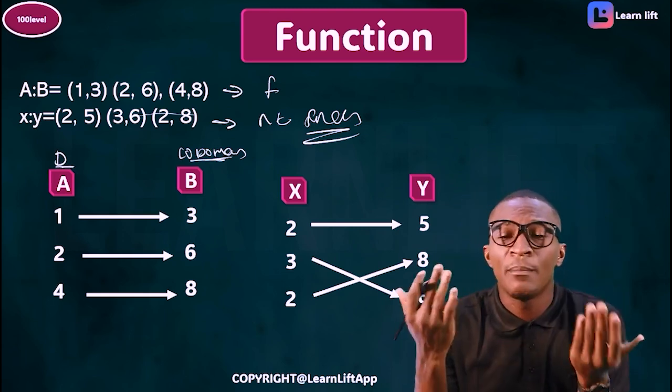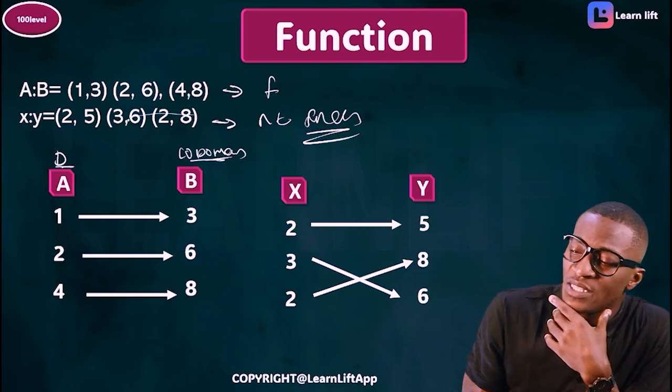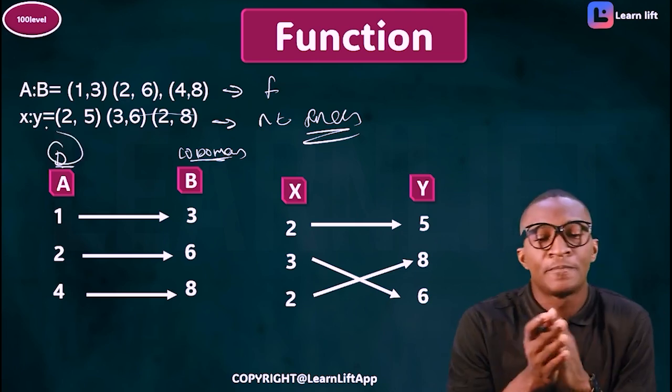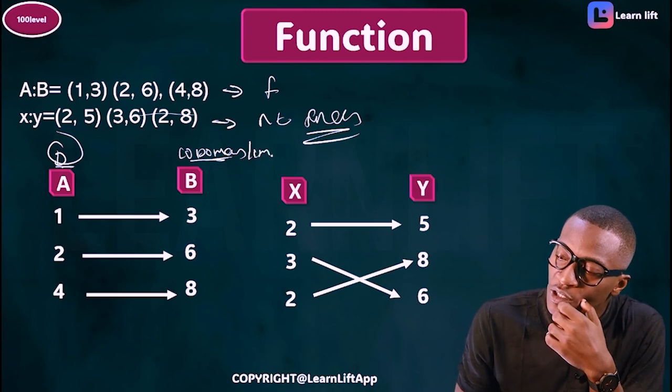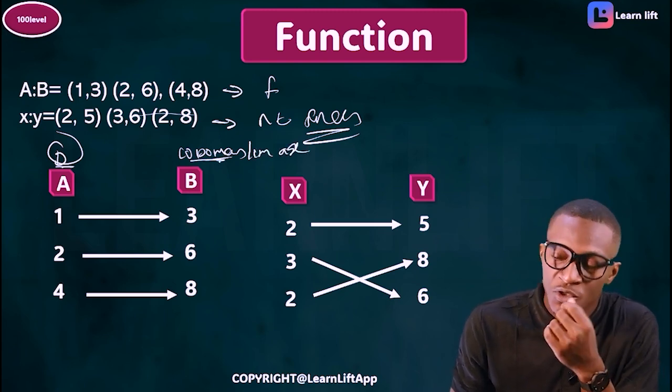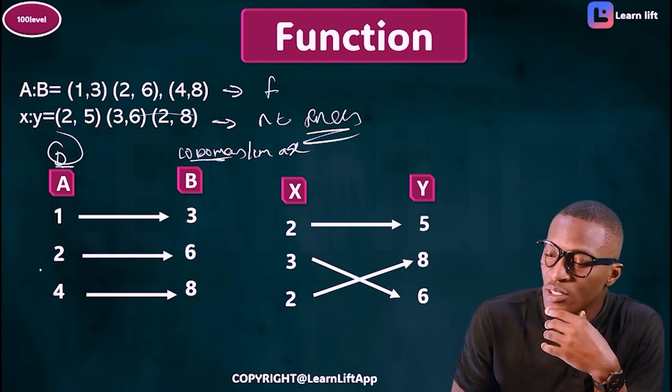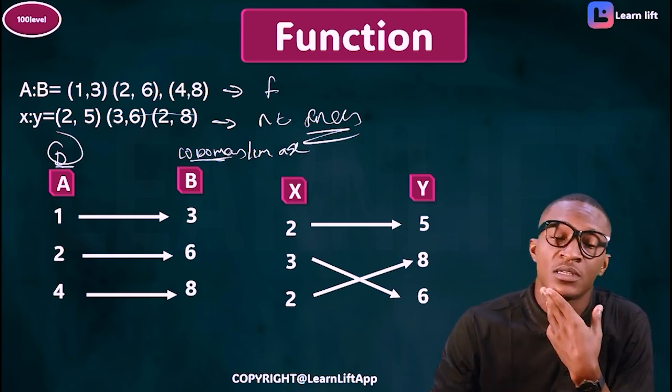Now, we're going to talk about domain. What's the domain? Domain is the largest admissible subset of the real numbers. Are you seeing that? While the codomain is also called the image, or you call it the range. So what is the image of 1, 3? What's the image of 2, 6? What's the image of 4, 8?